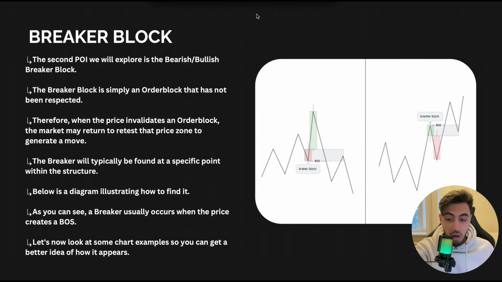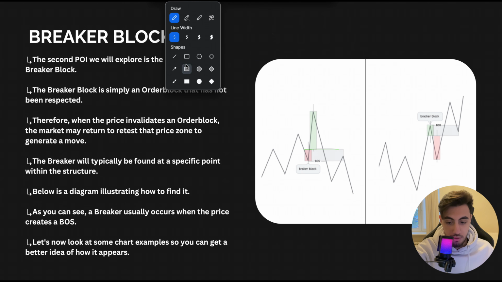The second POI we will explore is the bearish and bullish break blocks. A break block is simply an order block that has not been respected. Let me tell you about the break block in simple language. Let's say we had a bearish order block here at this point. Just take a look at the diagram.